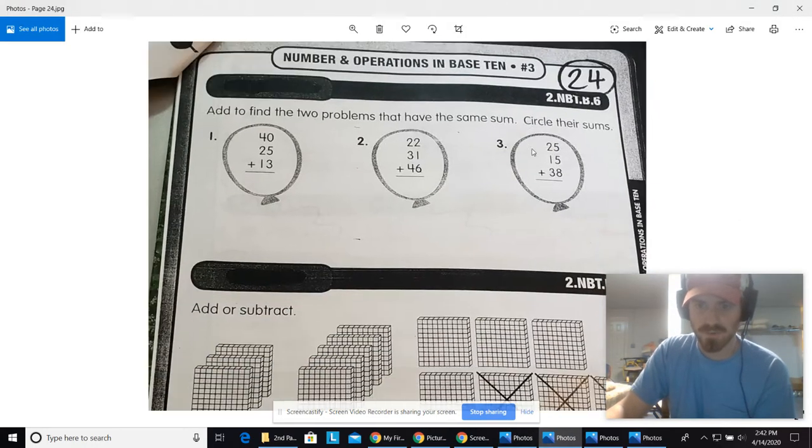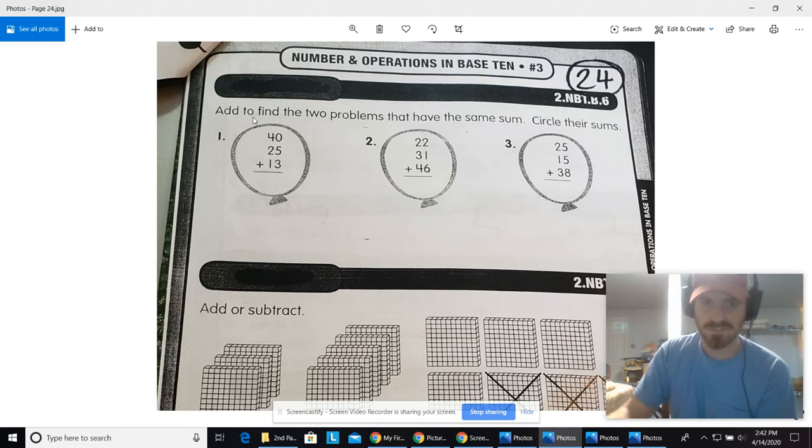at 24. Now, up here it says there's really two parts to this set of directions. It says add to find the two problems that have the same sum and circle their sums. So you're going to have to add up numbers 1, number 2, and number 3 and then look at their sums. There should be two sums that are the same, and you're going to circle those. I'm not going to do number 1 and number 2 just because there's no regrouping that has to be done, so it should be a lot easier, but I will look at 25 plus 15 plus 38.